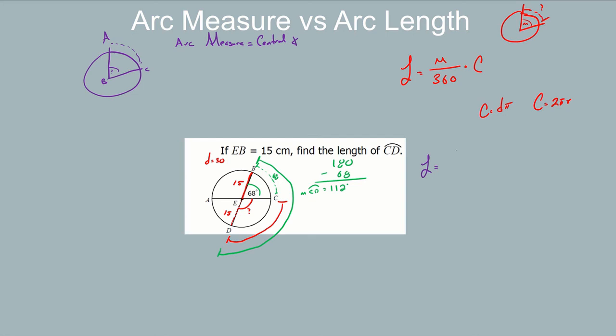And so now that I have my central angle measurement, I simply substitute it into my arc length formula, which is going to be 112 over 360 times 30 pi. And so that's what I'm going to put in my calculator. So when I put it in the calculator and simplify, I get 28 over 3 pi, and we need units here, centimeters.